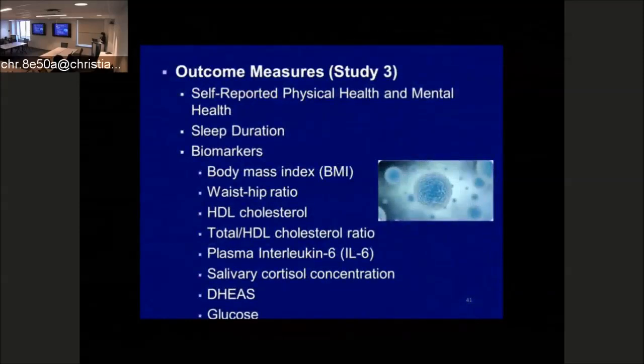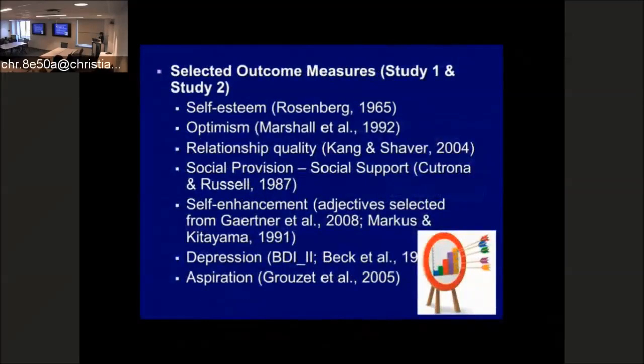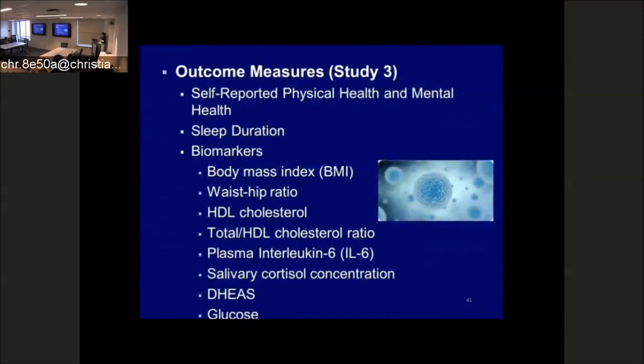So these measures are included in study one and study two. In study three, it has self-reported physical health and mental health, also sleep duration, and biomarkers: your body mass index, waist-hip ratio, HDL, the good cholesterol, and the ratio, etc.